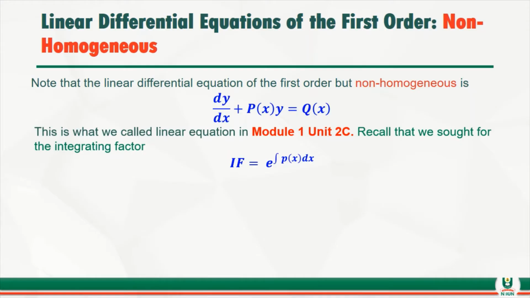All you need to do is to look for the integrating factor, which is exponential integral p of x dx. In that case, we have p of x as the multiplier of y. And when we do that, we get the integrating factor, then we multiply both sides of the problem. Then we can proceed and solve the problem, I believe. If you need help, please go and check our video on Module 1, Unit 2C.